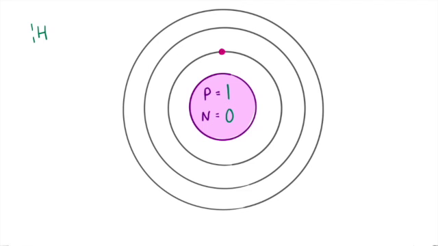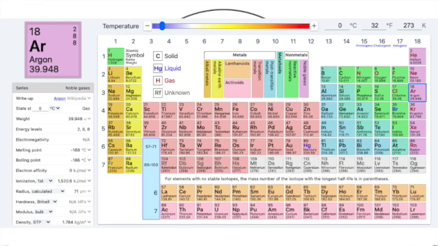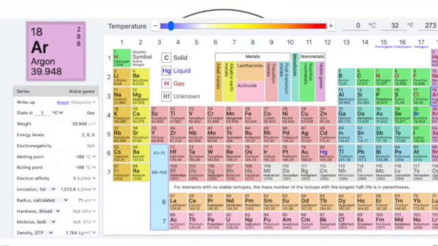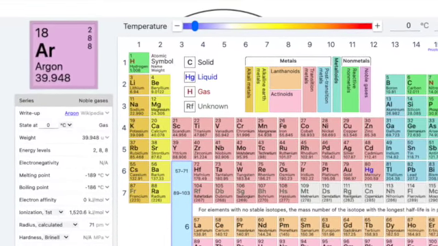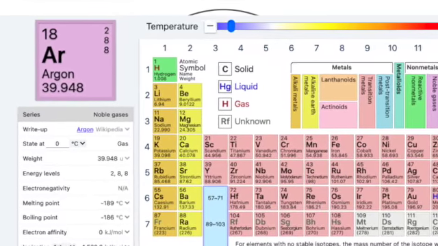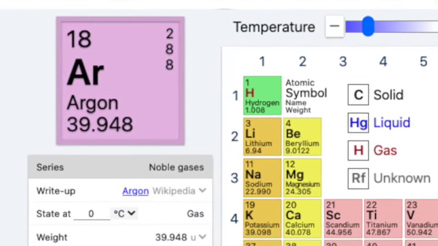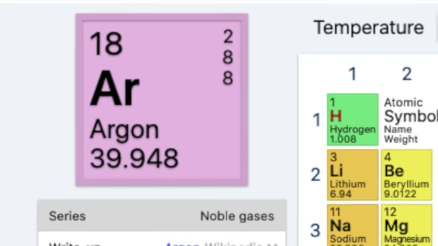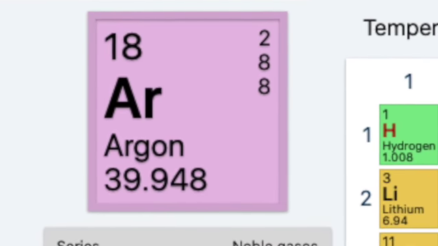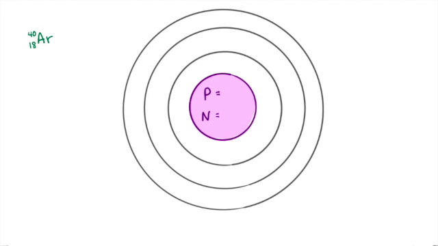Okay, let's try a different element. Let's go ahead and do argon. Okay, so for argon, it has 18. And let's say that it has an atomic number of 18. Let's say its atomic mass is 40. Okay, and we'll say this is also a neutral atom.